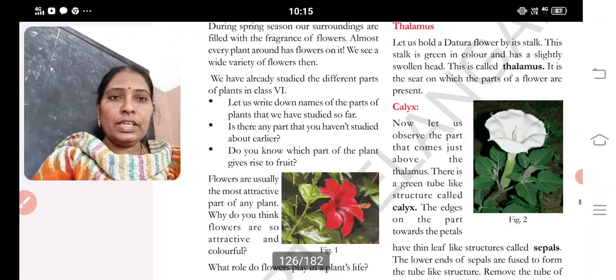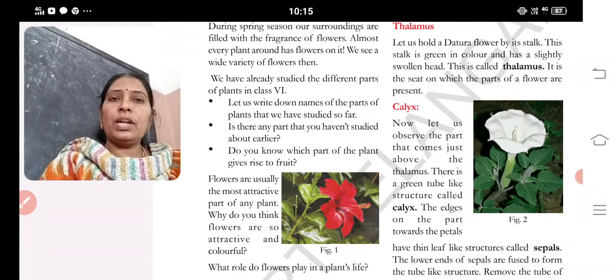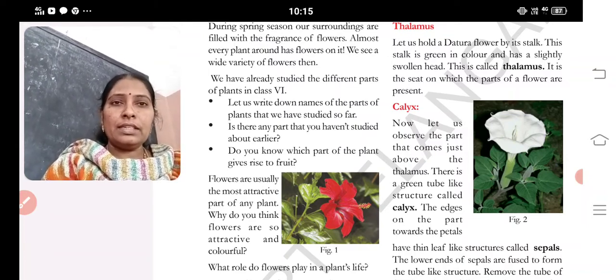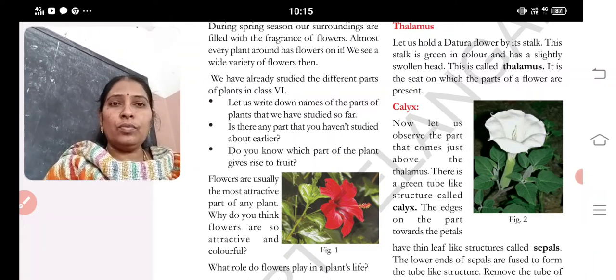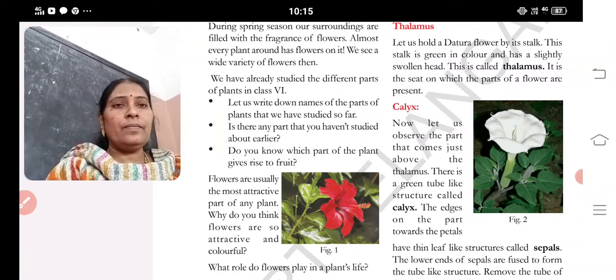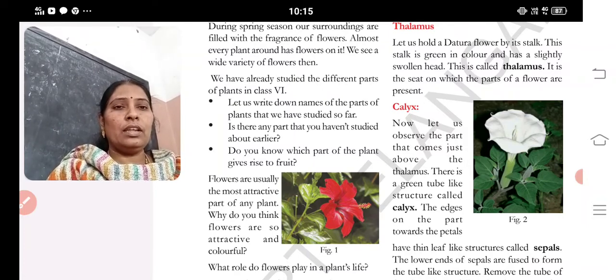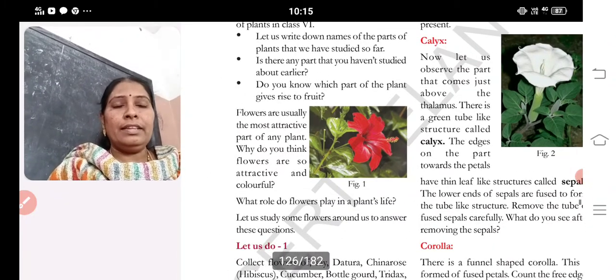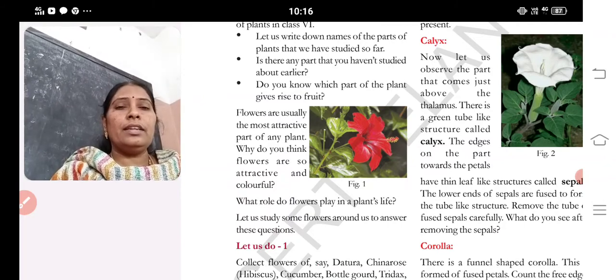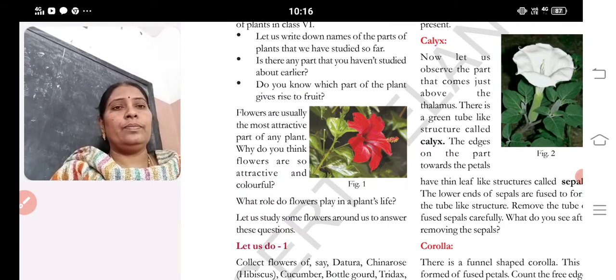Flowers are usually the most attractive part of a plant. Yes, if we observe a plant or a tree, by its colour, flowers and colours only, it attracts others. So the most attractive part of the plant is the flower. Why do you think flowers are so attractive and colourful? What role do flowers play in a plant's life? Let us study the flowers around us and try to answer these questions.